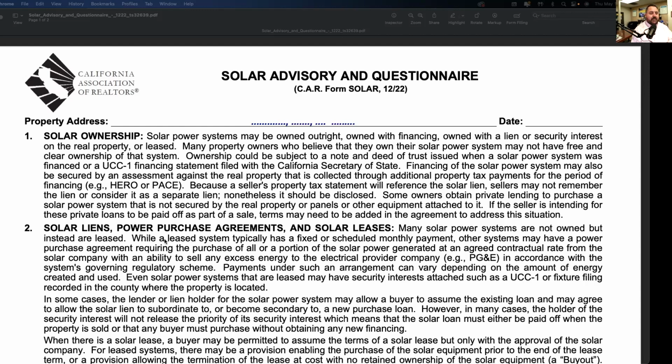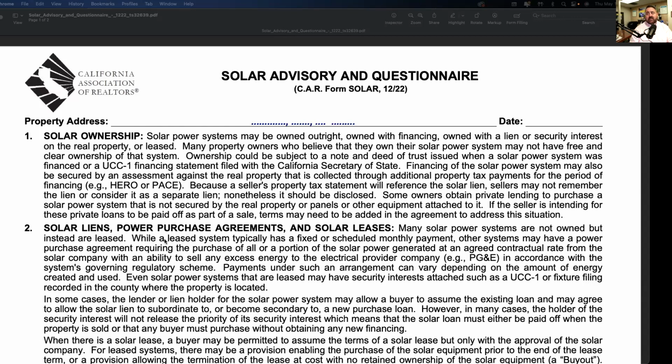Because a seller's property tax statement will reference the solar lien, sellers may not remember the lien or consider it as a separate lien. Nonetheless, it should be disclosed. Some owners obtain private lending to purchase a solar power system that is not secured by real property or panels or other equipment attached to it. If the seller is intending for these private loans to be paid off as part of the sale, terms may need to be added into the agreement to address the situation.